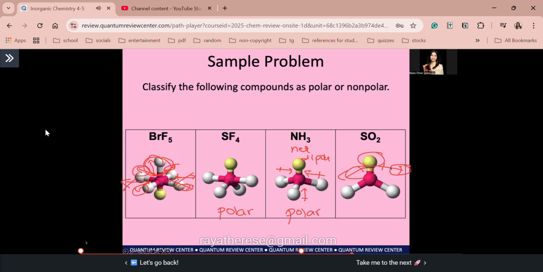Kasi hindi sila symmetric with each other. Again, hindi sila symmetric with each other. In fact, gagawa pa nga sila ng resultant dipole papunta dito. Okay, so ito plus ito is equal to a dipole na papunta sa baba. Okay, and then we have a lone pair here that will just make the charge distribution around SO2 uneven. That's why SO2 is also polar.